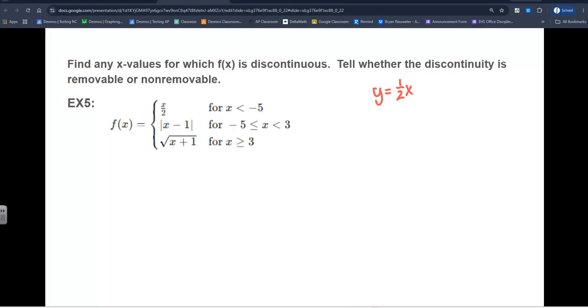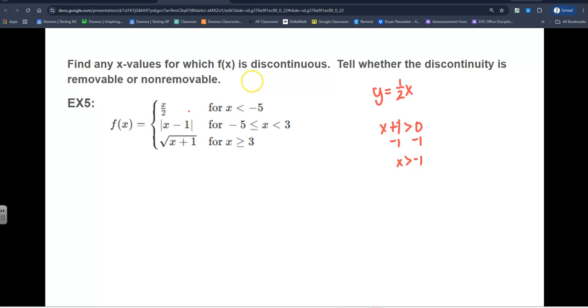Absolute value bars. What do those graphs look like? They're V shapes. Unless they're shifted, they're always going to be positive. Are they discontinuous anywhere? No, they're continuous everywhere, so that's fine. Square root of x plus 1. Now, it does have an issue, right? Because what can we not have with square roots? Can't have negatives under the square root, which tells me x plus 1 has to be greater than 0, right? So if I subtract that 1, x has to be greater than -1.